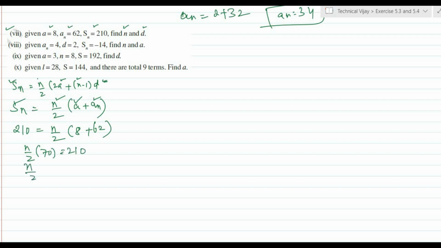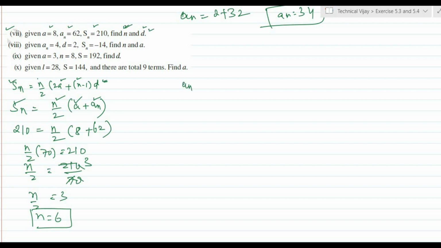So N by 2 is equal to 210 divided by 70. 7 ones are 7, 7 threes are 21. So N by 2 is equal to 3. N is equal to 6. Okay, so now we got N. Now we have to calculate D.